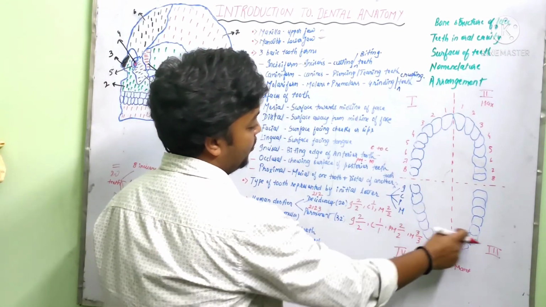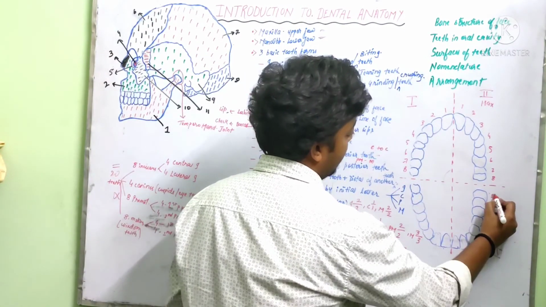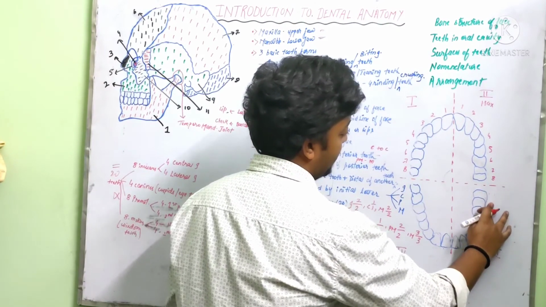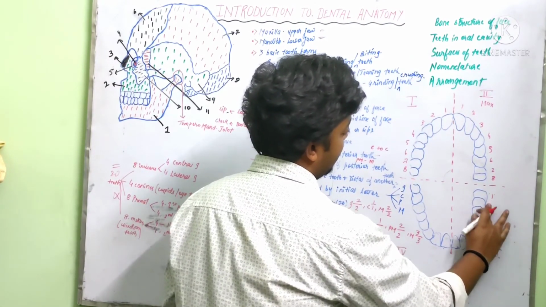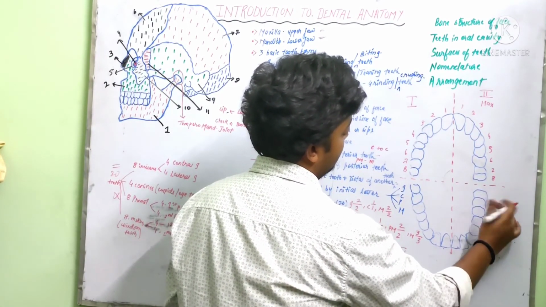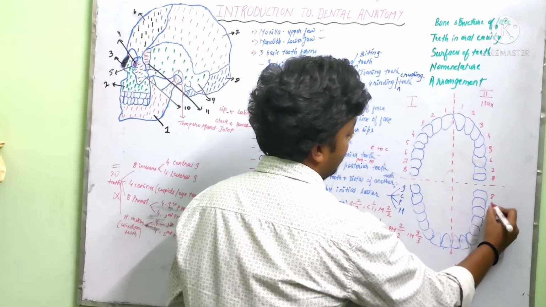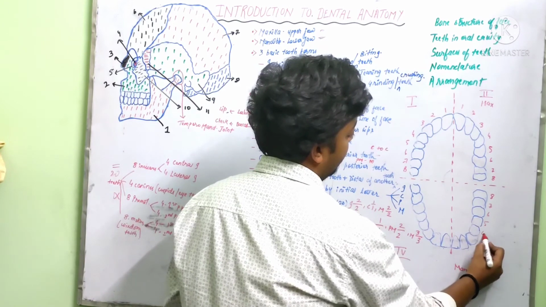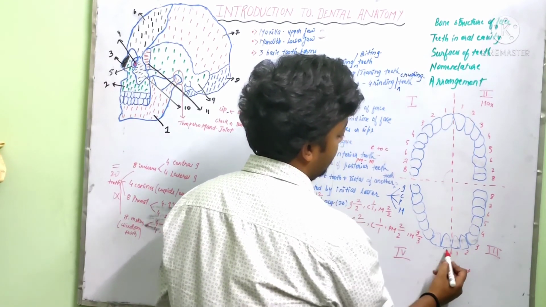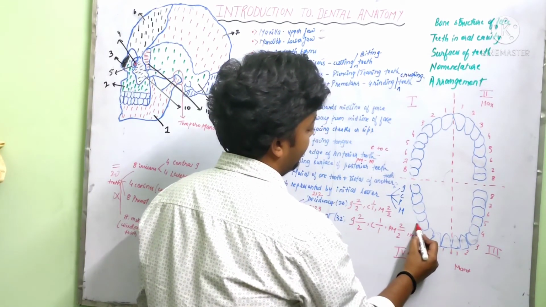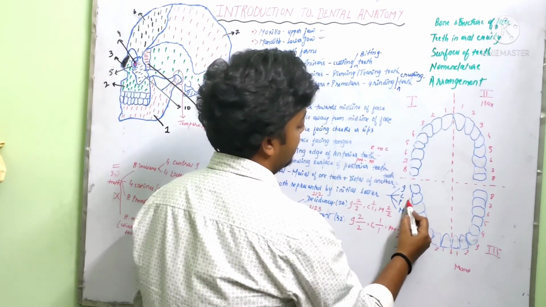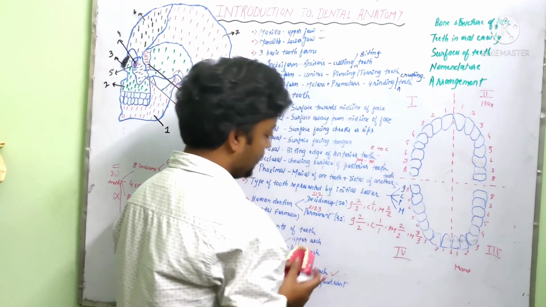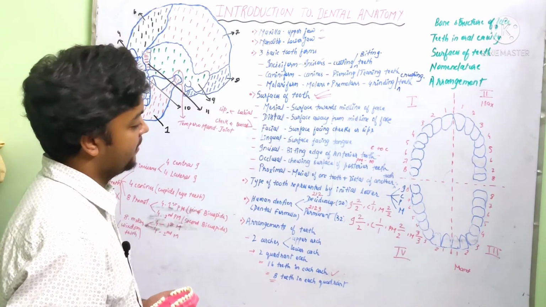The same goes for the lower as well. So here also you can write it down 8, 7. Make sure that you don't write it like 1, 2, and 3, because at the back side we always use the term 8, that is, the third molars are number 8 teeth. Then we have 7, 6, 5, 4, 3, 2, 1. Here also 1, 2, 3, 4, 5, 6, 7, and the 8. Okay guys, that is all about the first part of dental anatomy.